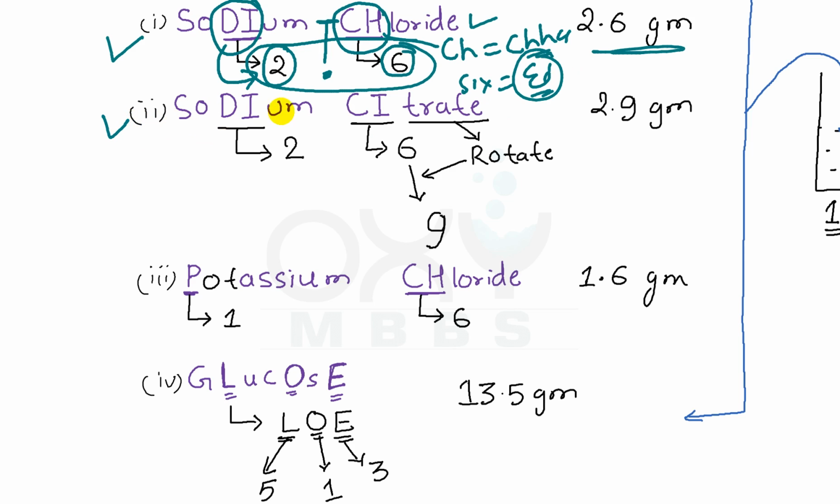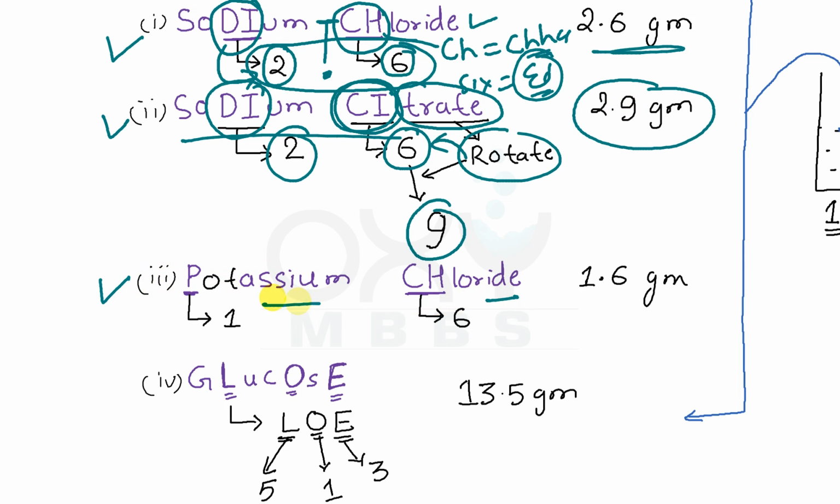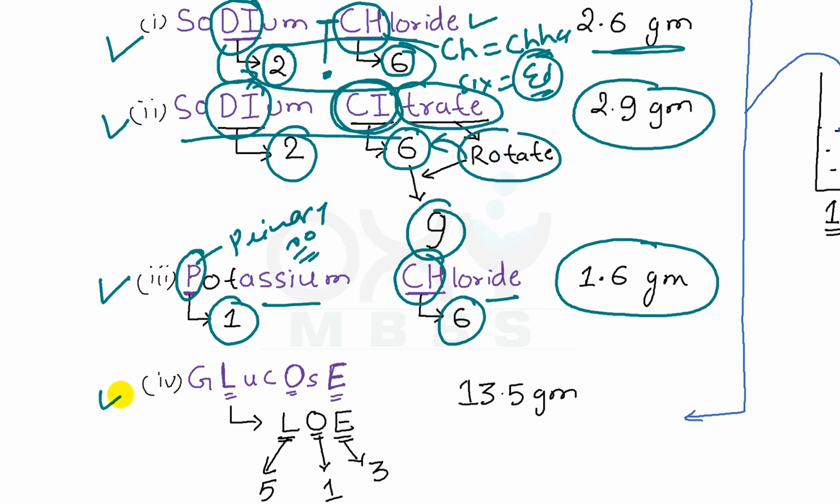Now next is sodium citrate. Again from di there is number 2, and from C, pronunciation of C is like 6, and from TRATE in the citrate it is saying that please rotate this number 6, so this number 6 will become number 9. It means the concentration of sodium citrate is 2.9 grams. Next is potassium chloride. Now from P it is number primary or 1 degree, so it is number 1 here, and from CH again it is number 6. It means potassium chloride is 1.6 gram.